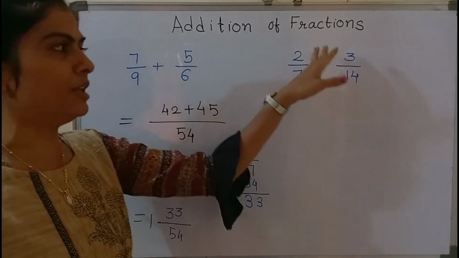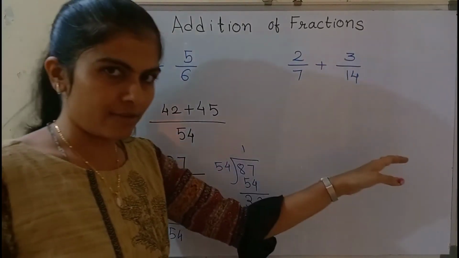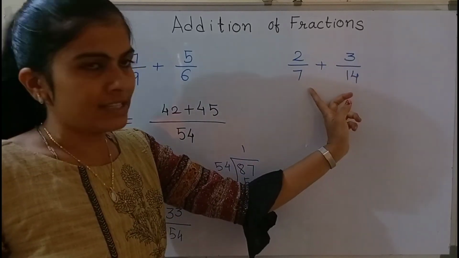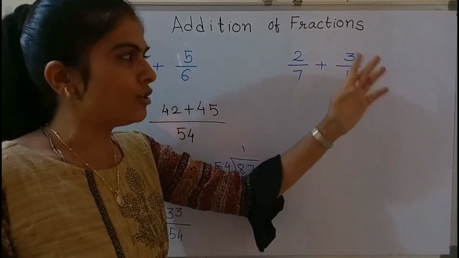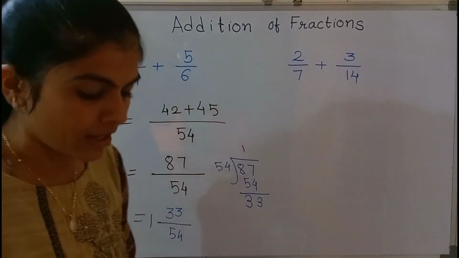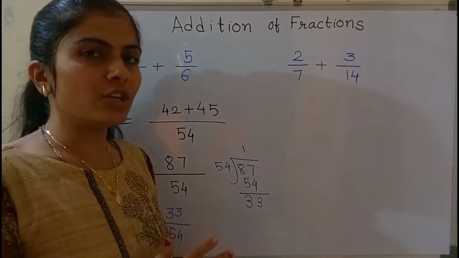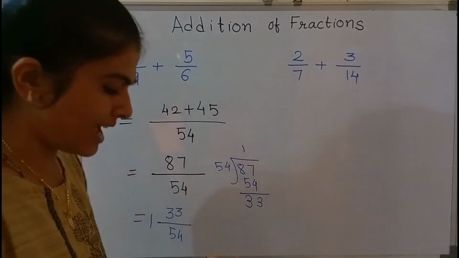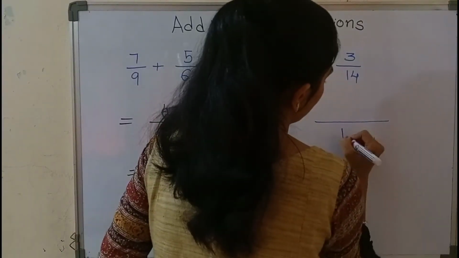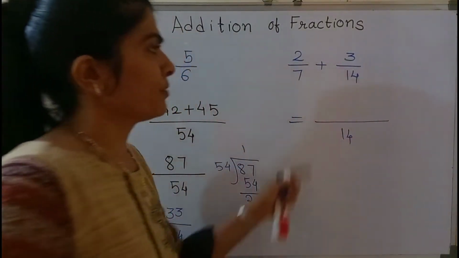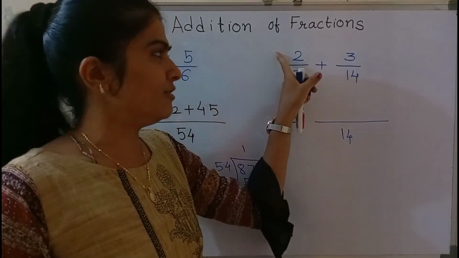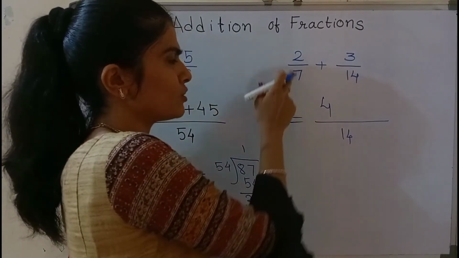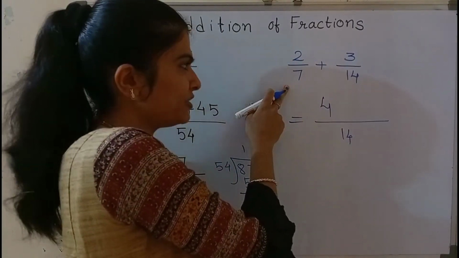Now friends, in this example, you can see that 2 7 plus 3 14. Here you can see that 7 is having a common factor with this 14, or I can say that 14 is a multiple of the 7. So what we can do, either you can go with the cross multiplication, but here we should work smartly as this is a multiple. So I can just write down 14 as denominator. What do I need to do? I need to make this 14. So by which number do I need to multiply this? I need to multiply it by 2 because 7 2s are 14. So I should multiply both the numerator and denominator by 2.